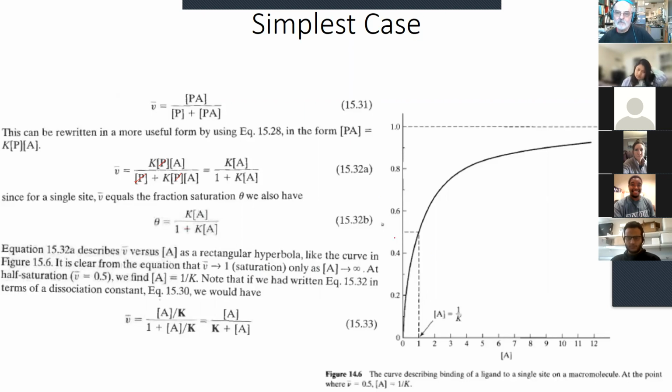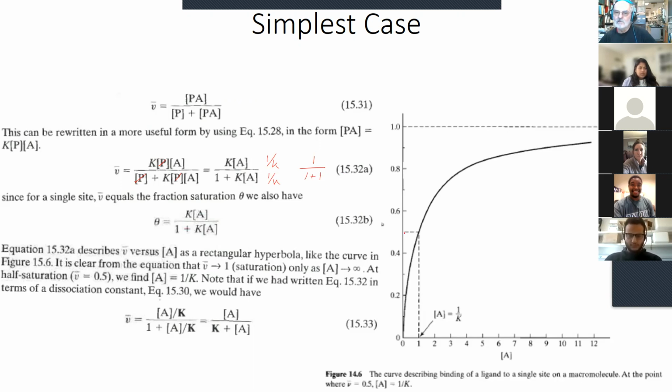Okay. The midpoint of the reaction occurs at 0.5 when half the sites are ligated. Okay, and that would correspond to the concentration where A is equal to 1 over K. So if A is 1 over K, then the numerator would be 1 and the denominator would be 2, because it's K times 1 over K. So if these are both 1 over K and 1 over K, then you would just end up with 1 over 1 plus 1. It'd be 50%.